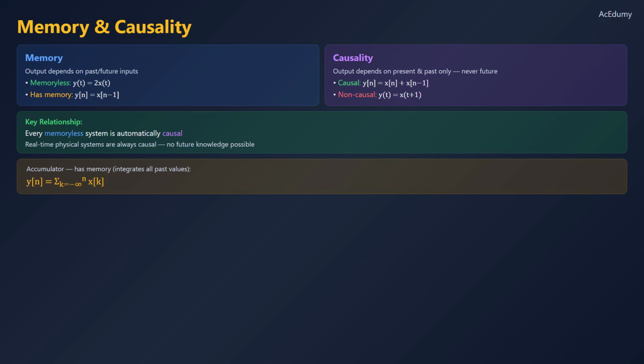Causality is related. A causal system's output depends only on present and past inputs, never future ones. Every memoryless system is automatically causal. A non-causal system, like y of t equals x of t plus 1, would need to know future inputs. This is impossible to implement in real time. All real-time physical systems are causal.